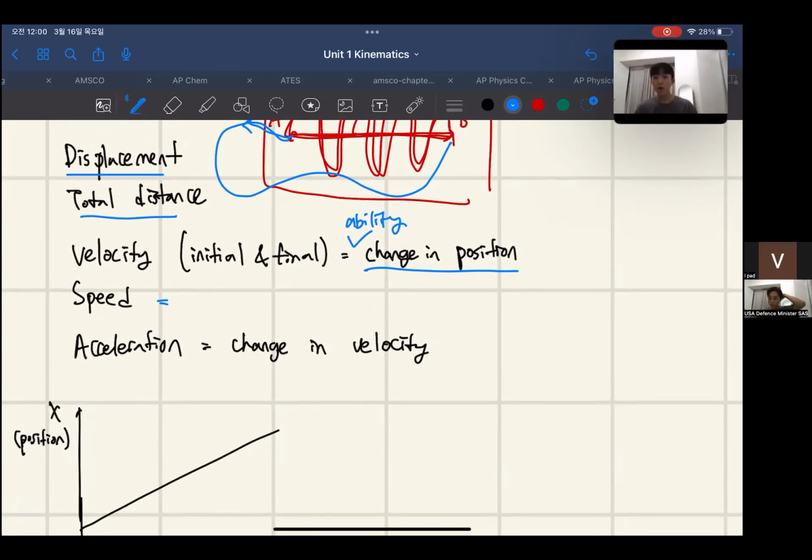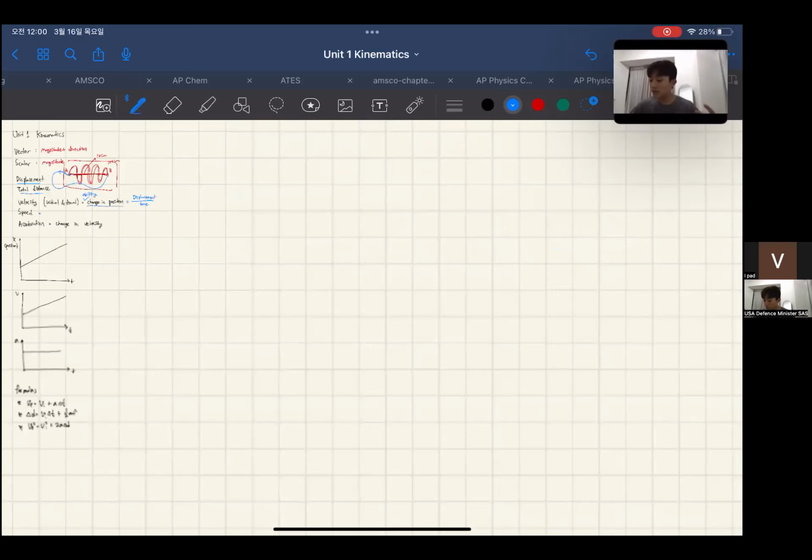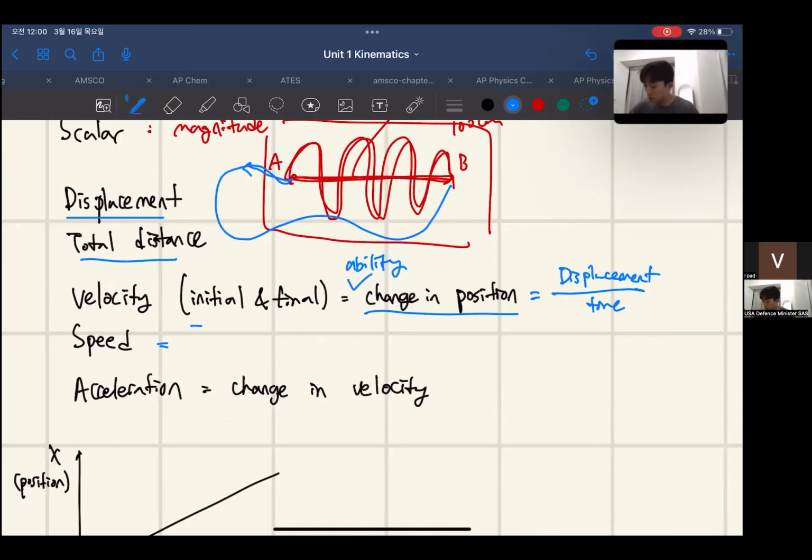Now, when I just explain it with words, velocity and speed both sound very similar. However, if I express this in an equation, you might be able to see the difference more clearly. So velocity, v, you literally calculate it by the change in displacement over time, whereas for speed, you calculate it by total distance moved over time. So that's the difference.